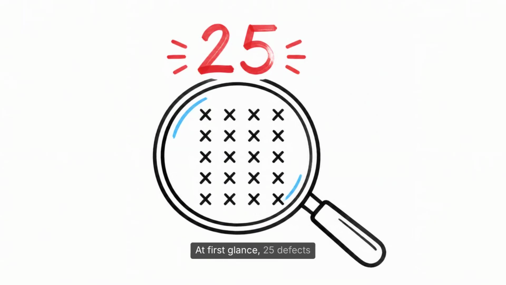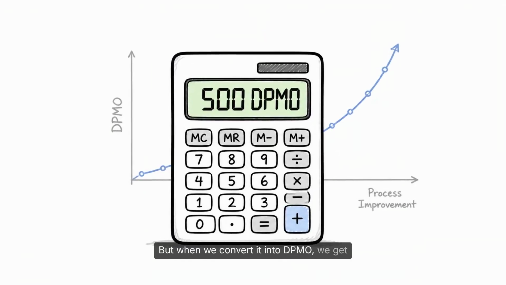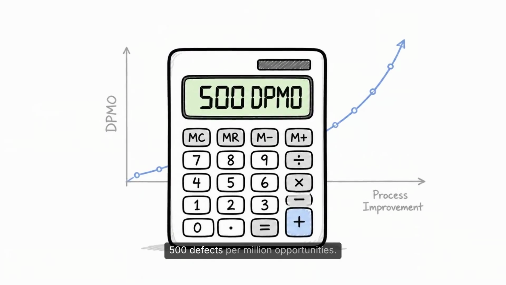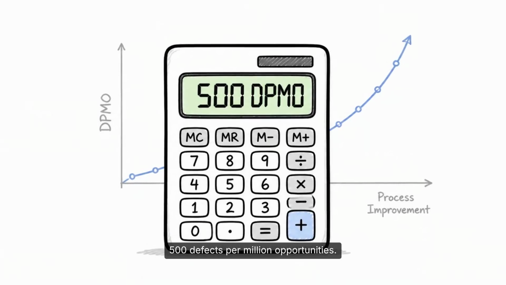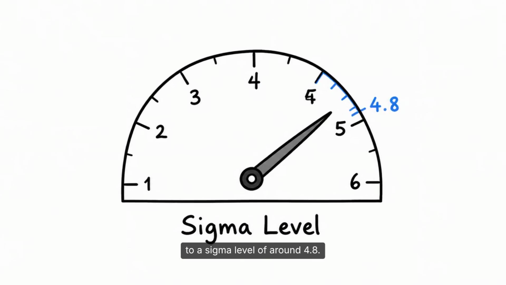At first glance, 25 defects doesn't sound too bad, but when we convert it into DPMO, we get 500 defects per million opportunities. That performance is roughly equivalent to a Sigma level of around 4.8.